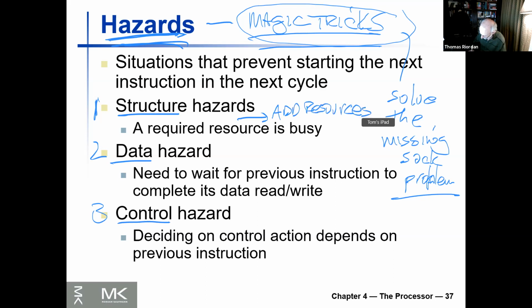So it says a required resource is busy. To solve that problem, if there's some need for a resource by 2 different stages of the pipeline, we'll just add resources to make sure that doesn't happen. The next 2 and 3, the data hazard and control hazard, won't be nearly so easy to solve. And over the next few slides, we'll look and see how to do that.